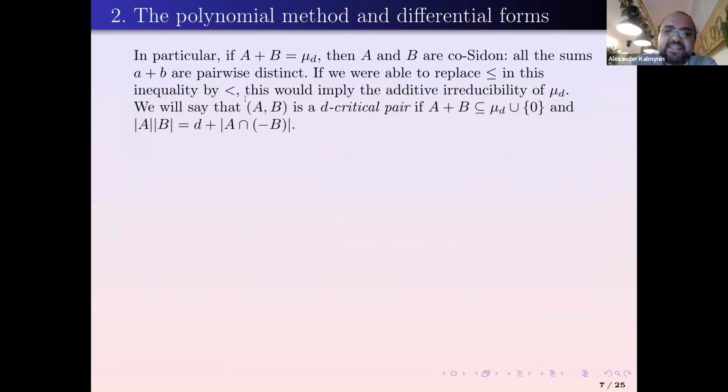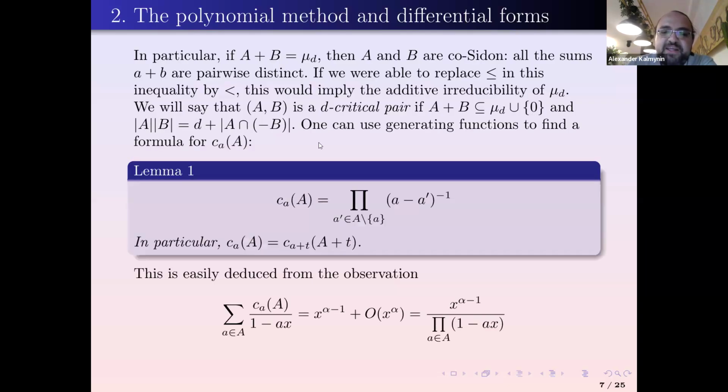Okay, so let's say that the pair of sets A, B is a D-critical pair if A plus B lies in the subgroup together with 0, and the size of A times the size of B is equal to D plus the size of the intersection between A and minus B. One can use generating functions to prove the following formula for C alpha of A. It is a product of differences between different elements of A. You take your element A and you subtract all the other elements, and then you multiply and take an inverse. In particular, you see that this C alpha is actually shift invariant.